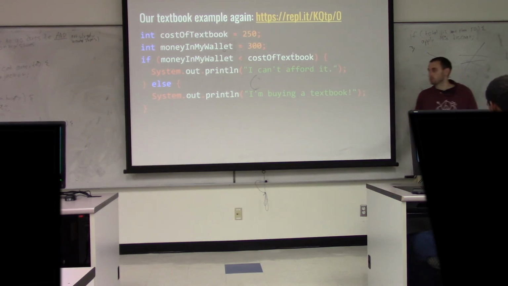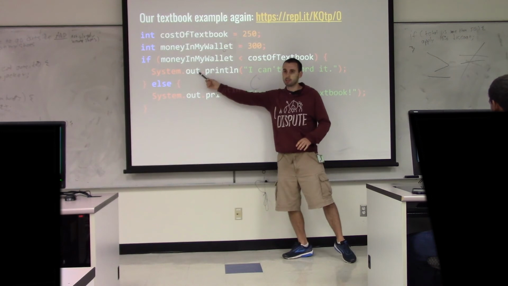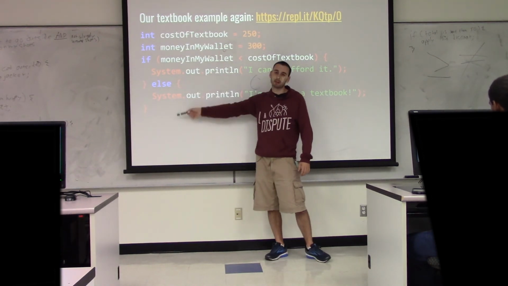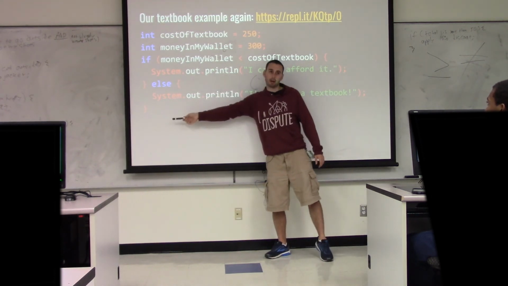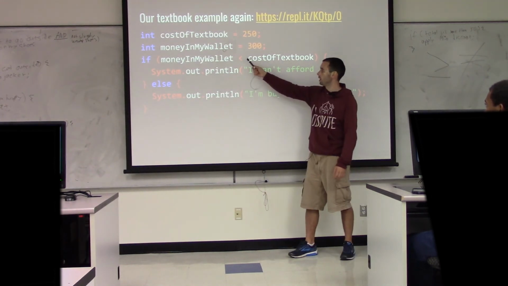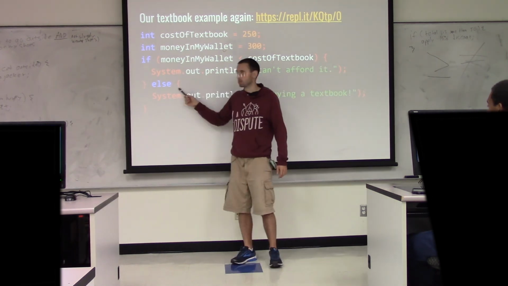Keep in mind what these braces do. The braces mean this is what is managed by this if, and these braces mean this is what is managed by this else. So if this is true, we come in here, and then the else, it just jumps right past that instead of running the code inside of it. If this is false, it jumps past this to the else, runs the code inside of that.